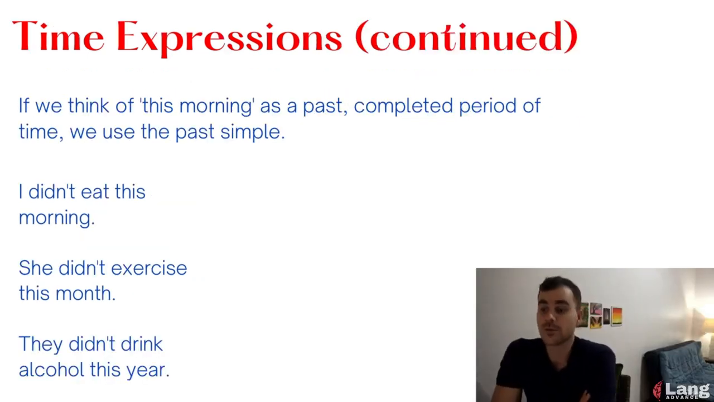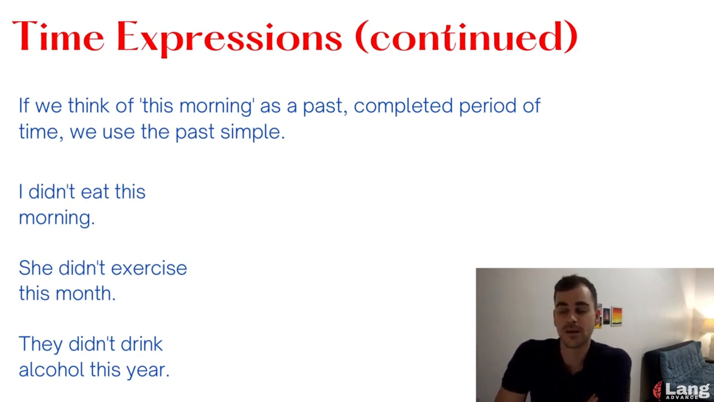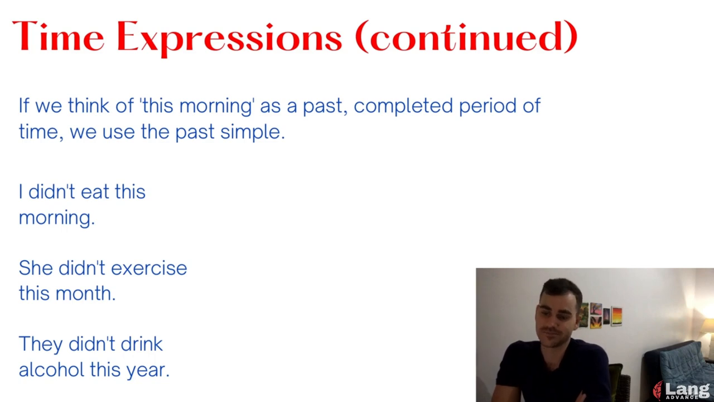However, if we think of this morning as a past completed period of time, we use the past simple. I didn't eat this morning. That means the morning is over. She didn't exercise this month. That means the month is almost over or is over. They didn't drink alcohol this year.